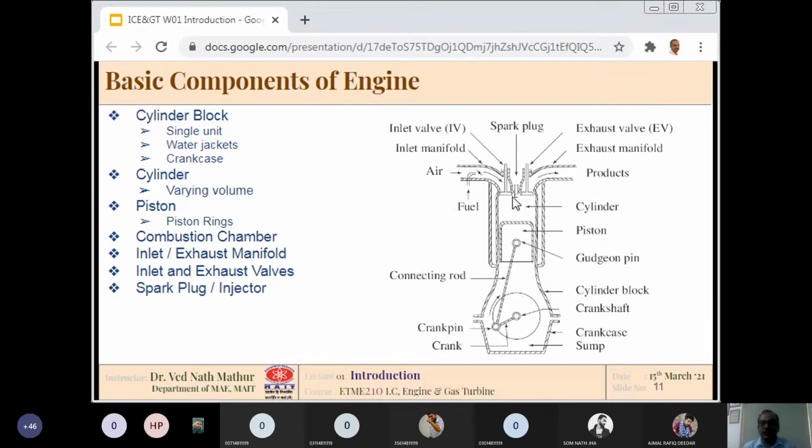And between these two valves, at the top central, there can be a spark plug or an injector. If it's a spark ignited engine, there would be a spark plug. If it's a compression ignited engine, CI engine, then there would be an injector. Now the piston is connected with the crank by way of a connecting rod, and by the crank to the crankshaft. There are other parts not shown in this figure, like camshaft, cams, flywheels, etc.